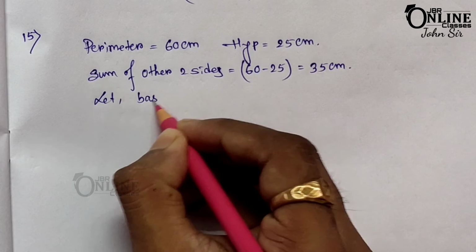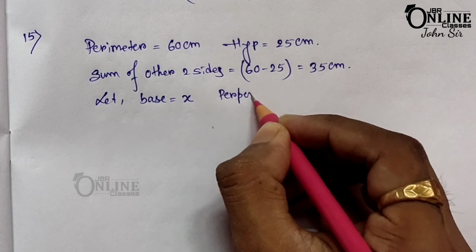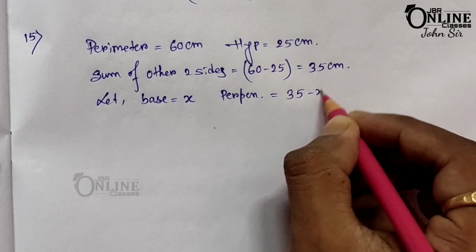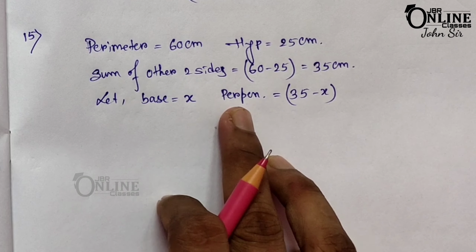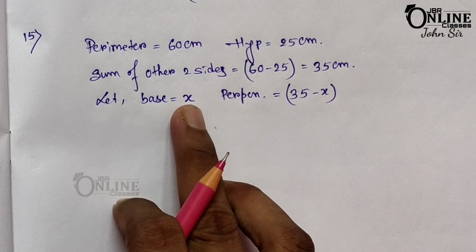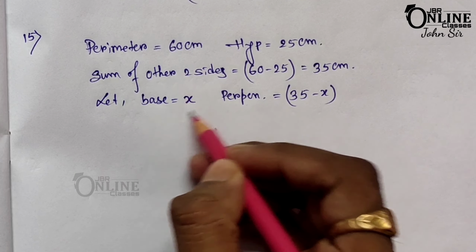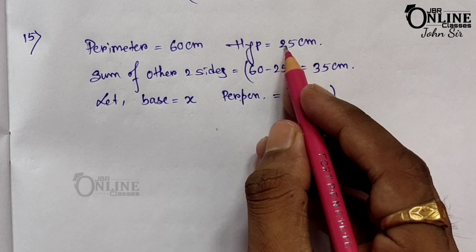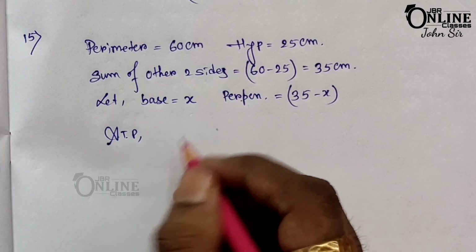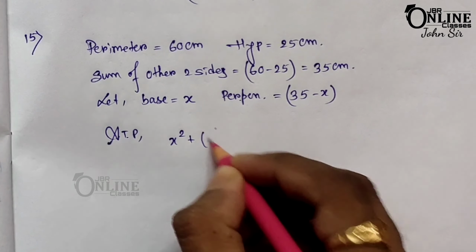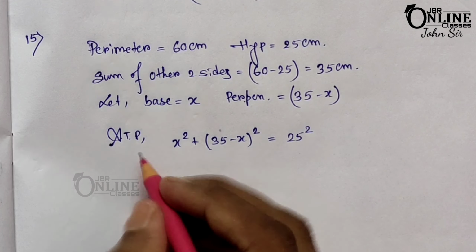So first let base equal to x, okay, then the perpendicular equals 35 minus x. As you know, the sum of the other sides, that means base and perpendicular, equals 35. So if base equals x, then perpendicular equals this one. And by the Pythagoras theorem, you know that base square plus perpendicular square equals hypotenuse square. Okay, so by the Pythagoras theorem, you can write x square plus (35 minus x) whole square equals 25 square.